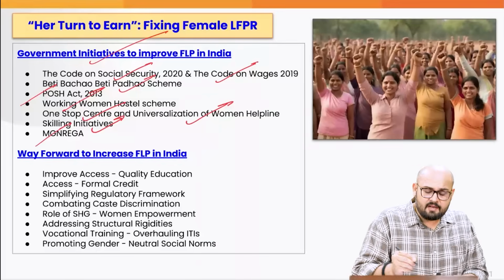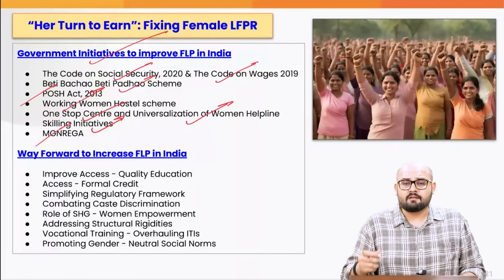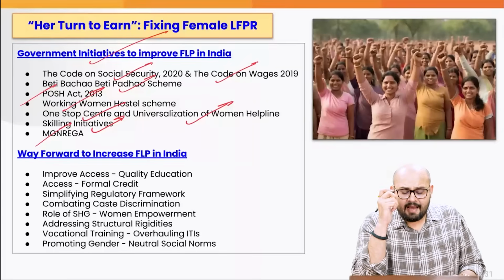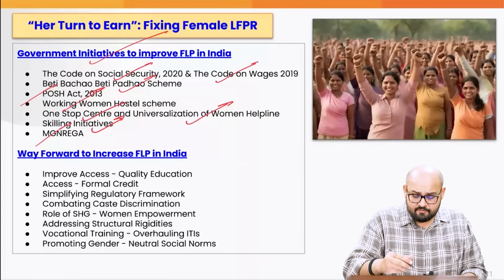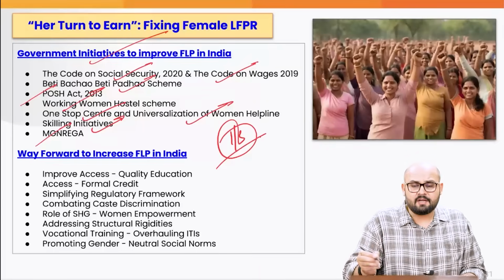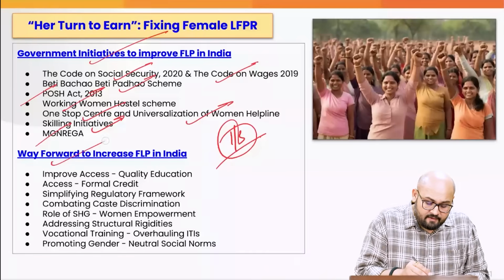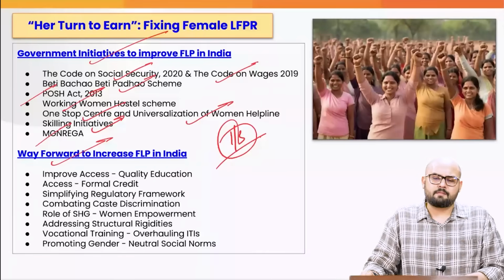Then we have MGNREGA, the world's greatest food for work program. It has a kind of reservation for women, where 1/3 of the opportunities are given to women. What should be the way forward to increase the female labor force participation in the country?